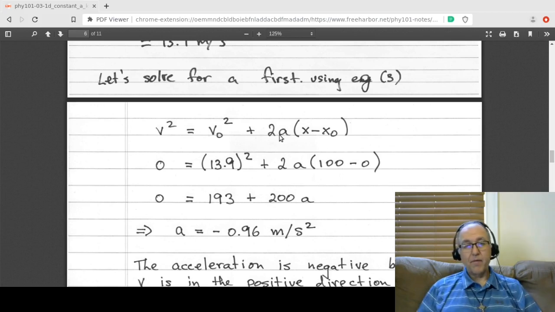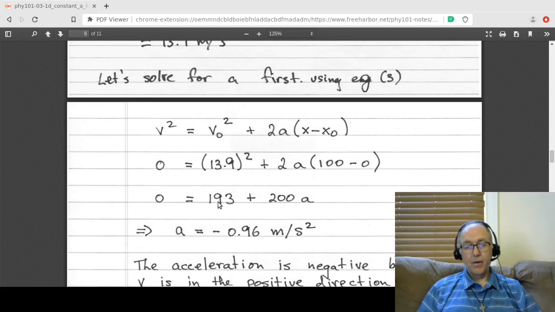Okay. And then we have 2 times A. We don't know A. Okay, the acceleration. The final position is 100 meters. The initial position was 0. And so we have this equation here with the numbers substituted in. The next line is just some arithmetic. Okay, and then just solve for A.